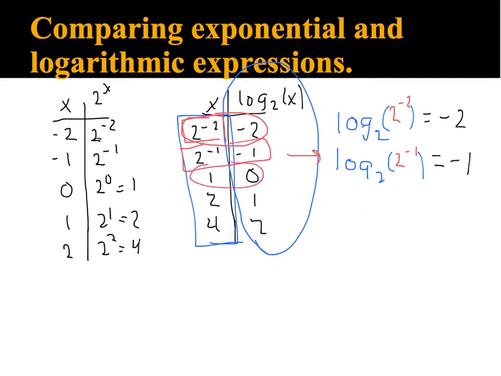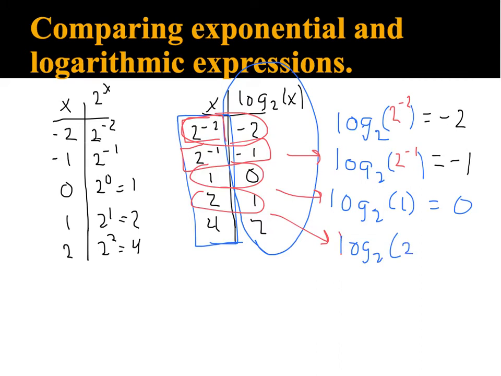So this third one, we're saying that log base 2 of 1, if the input is 1, the output is 0. And this next column is saying that log base 2 of 2 is equal to 1. And the last one is saying that log base 2 of 4 is equal to 2.